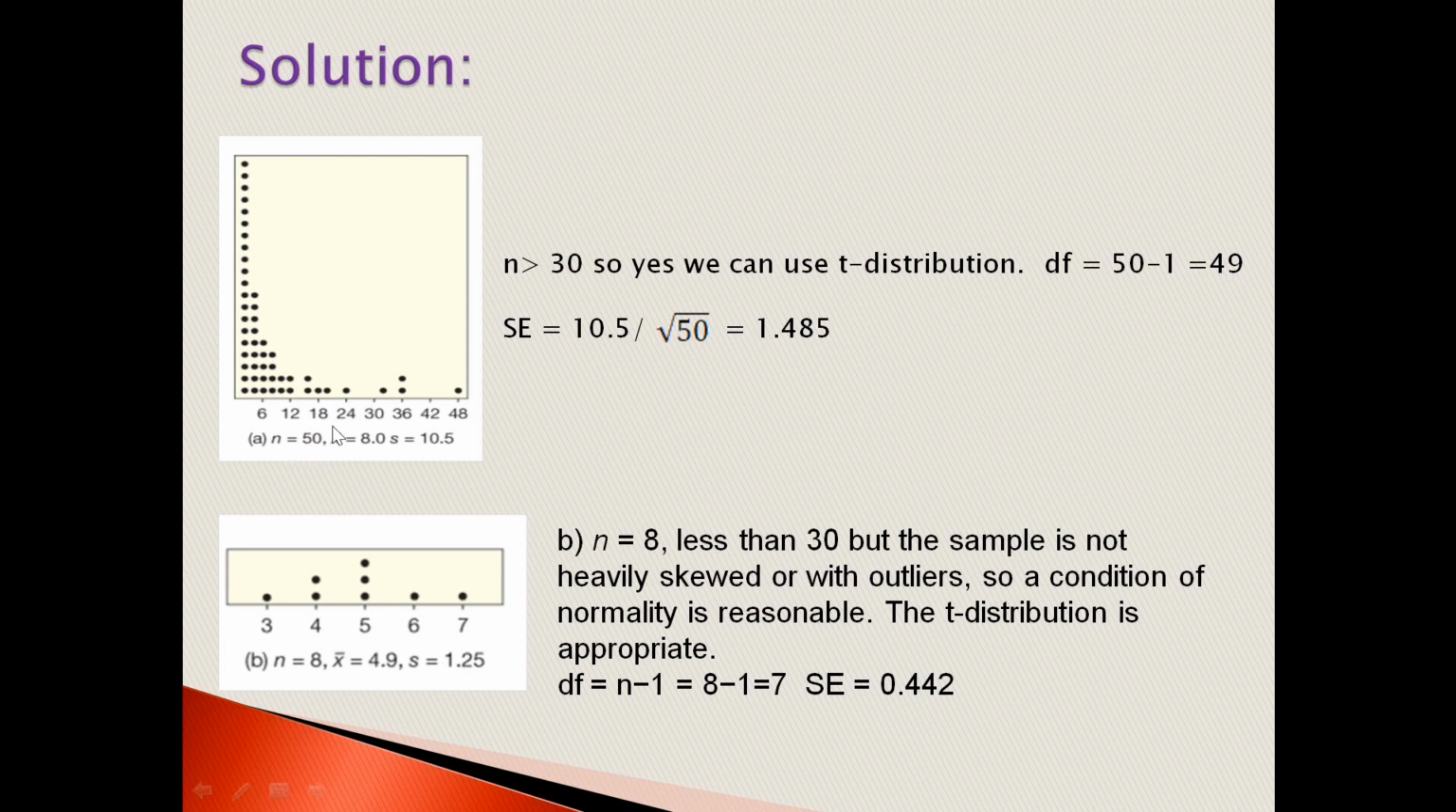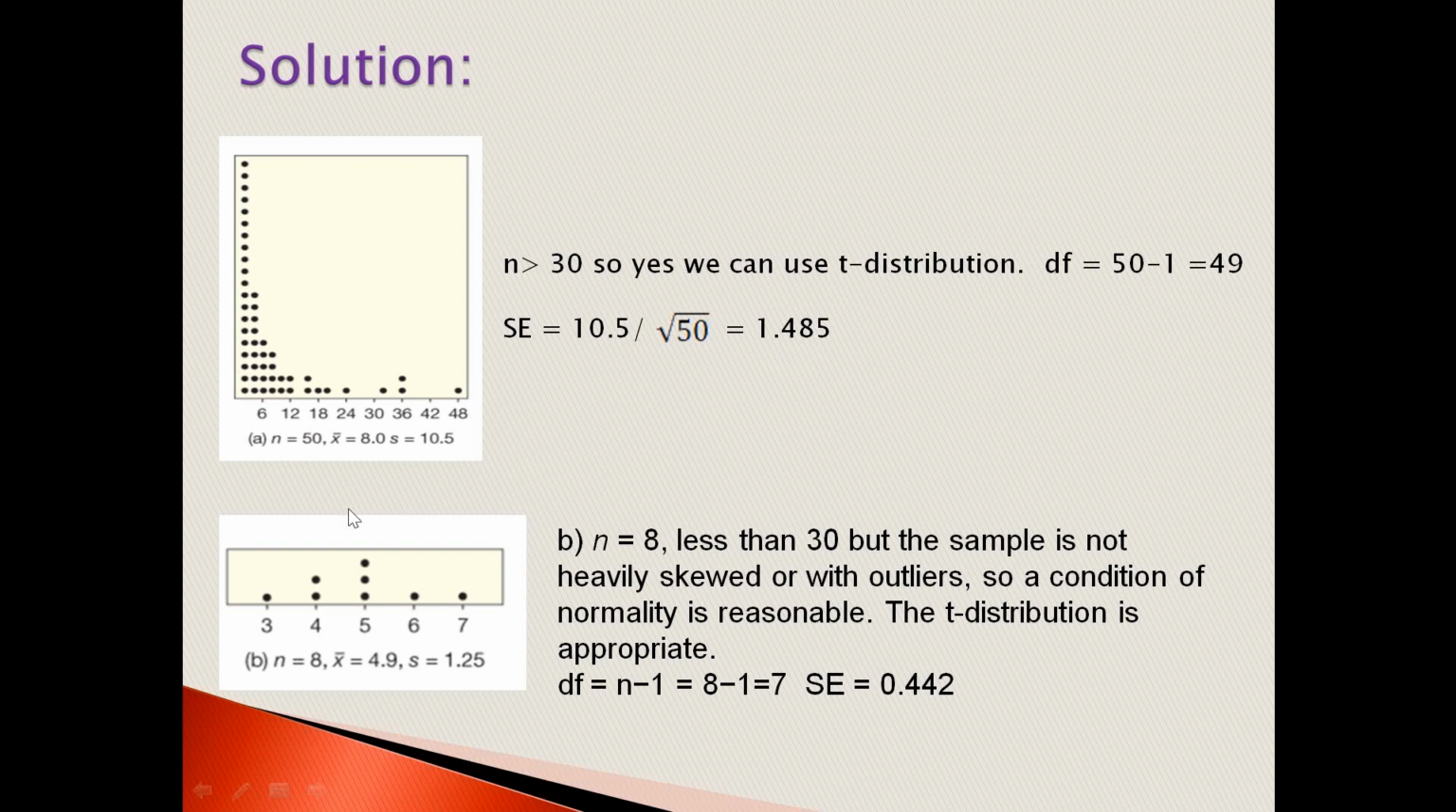And the standard error will be the S, which is the standard deviation, divided by the square root of the sample size. So it will be 10.5 divided by the square root of 50. So the standard error will be about 1.485.